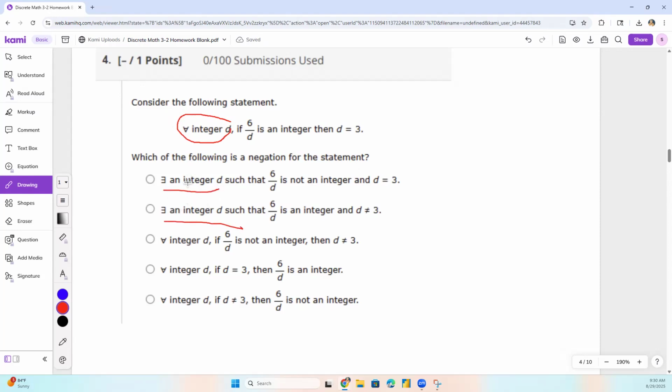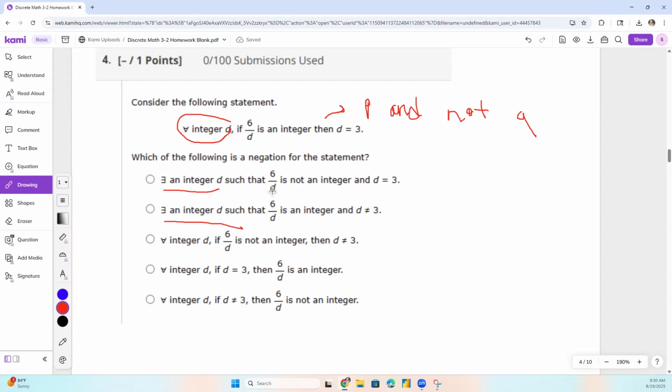So I know that the answer will be one of these two, because this is what happens when I negate the first part. And whenever we have if p, then q, and we want to negate this, we learned that the rule is p and not q. So that's what I need to choose from the answer choices. And in this case, p is 6 over d.